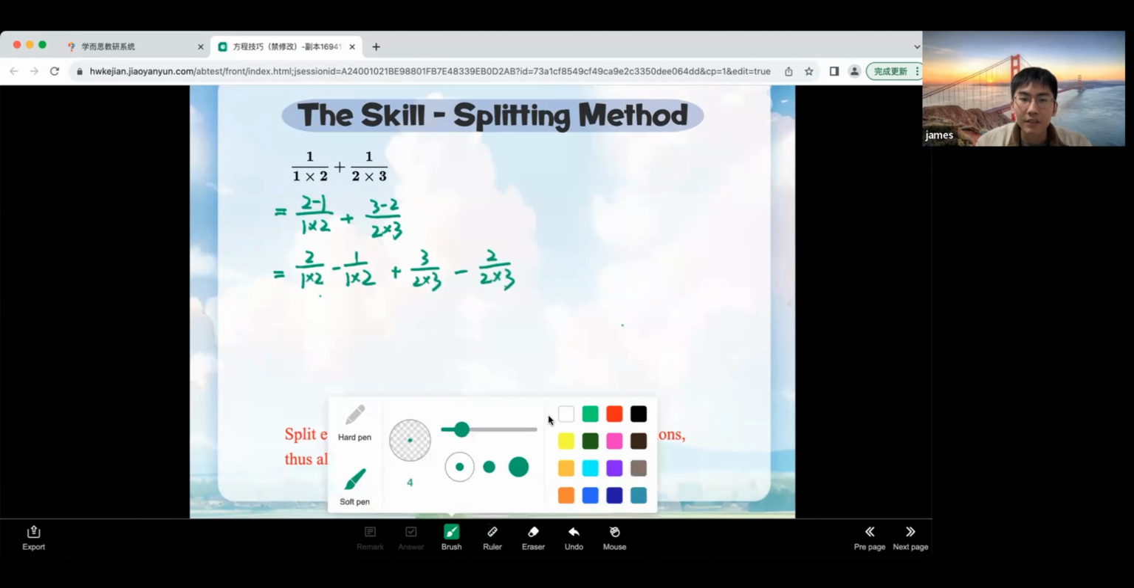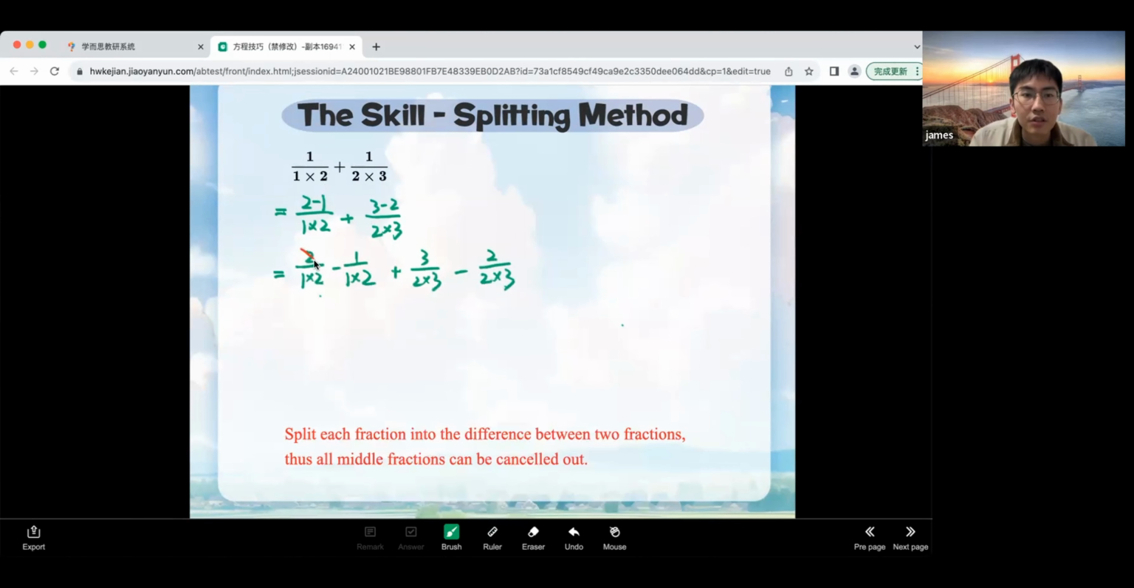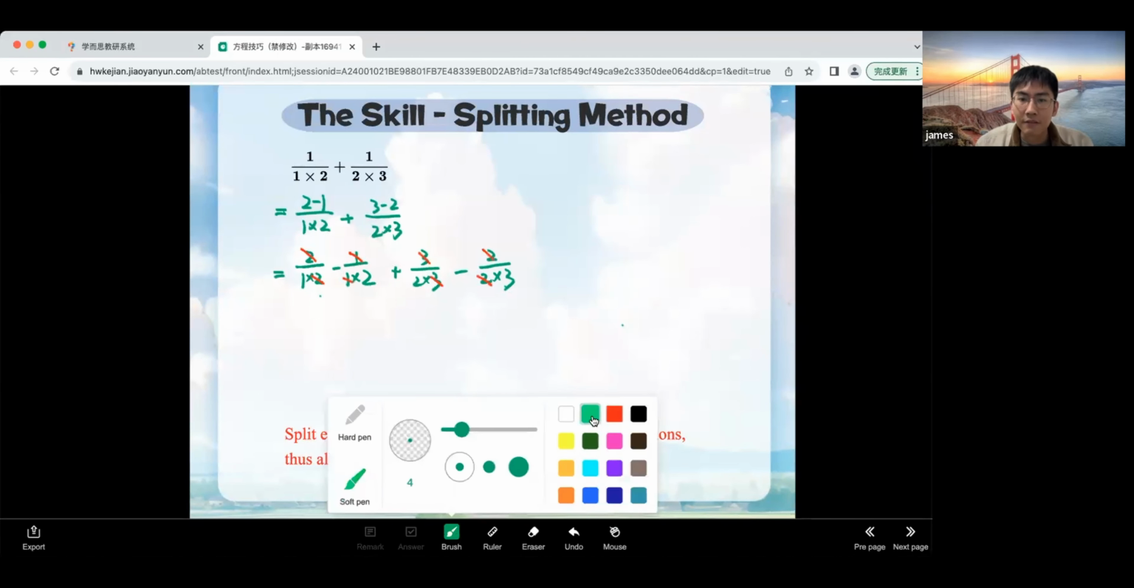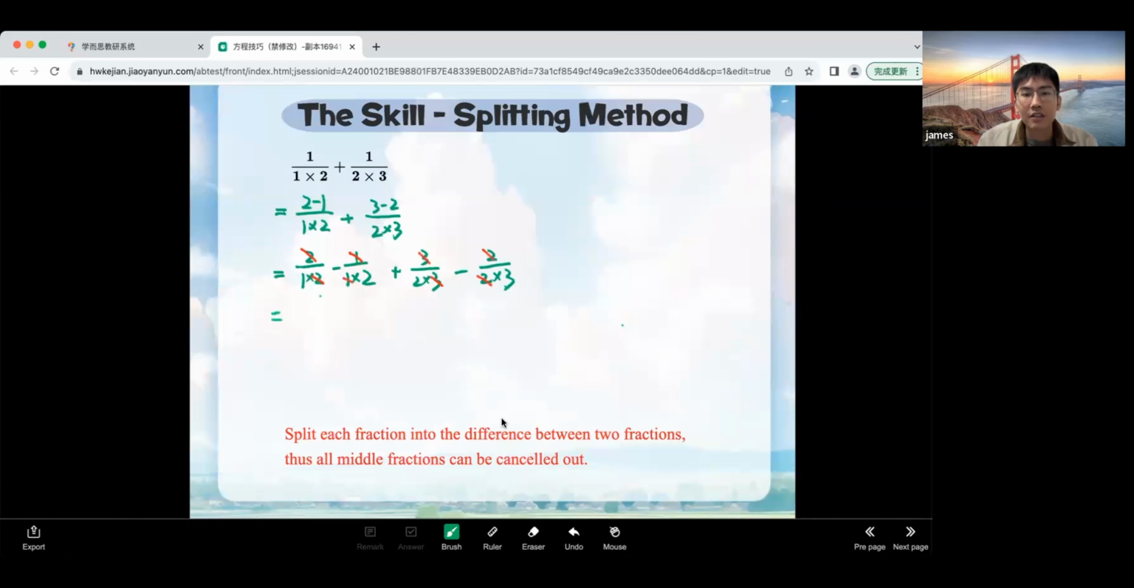And then you can see the 2 and the 2 are cancelled, 1 and 1 are cancelled, 3 and 3 are cancelled, 2 and 2 are cancelled. For each fraction, the top number is cancelled with one of the two bottom numbers. So the first fraction turns into 1 over 1, the second fraction turns into 1 over 2, the third one turns into 1 over 2, and the last one turns into 1/3.